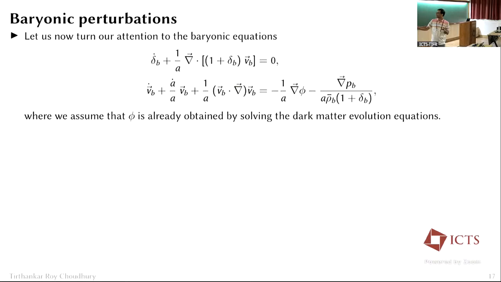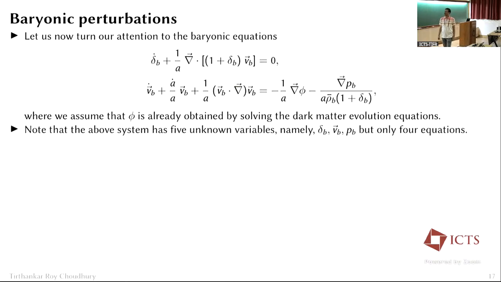For dark matter, this quantity was not there. I have put a subscript B to tell you that these are baryons. Now, first thing, for dark matter, we could solve this set of equations. In this case, you will realize that we have 5 unknown variables: delta, 3 components of velocity, and pressure, but there are only 4 equations, 3 here and 1 here.